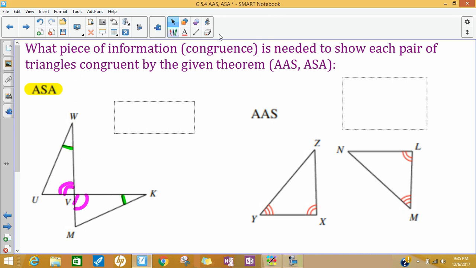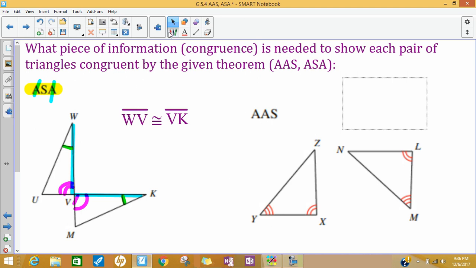So right now, I have the two angle pieces knocked out. I have two pairs of congruent angles, and so what I need are the two included sides to be congruent. So the included sides are going to be the sides that are between these purple and green arcs. So in order to show these two triangles congruent by angle, side, angle, I would need the picture to say that side WV was congruent to side VK.